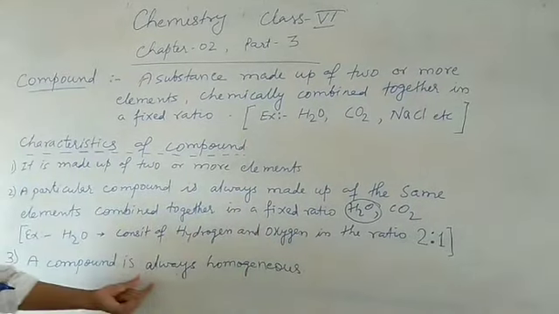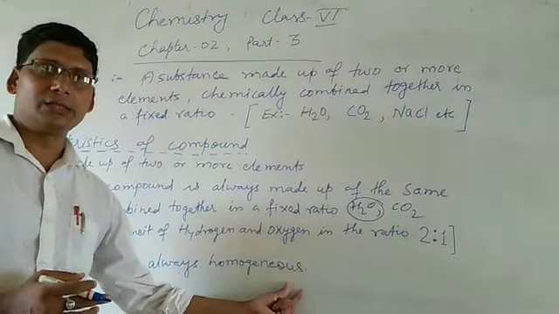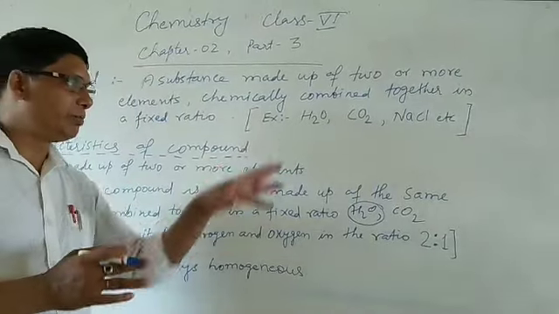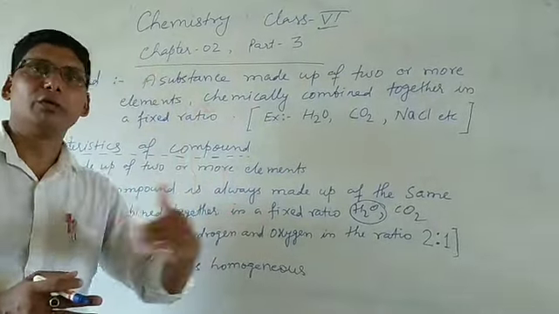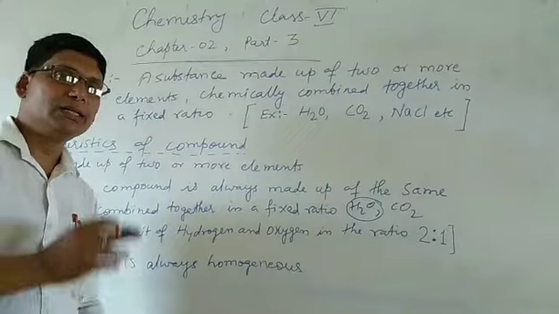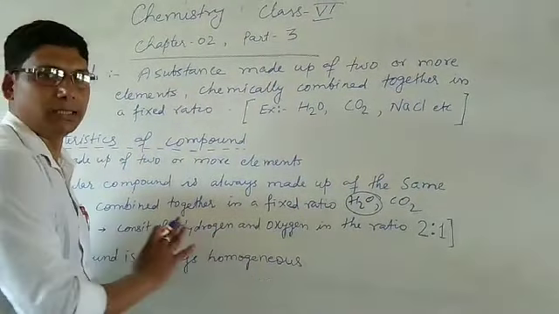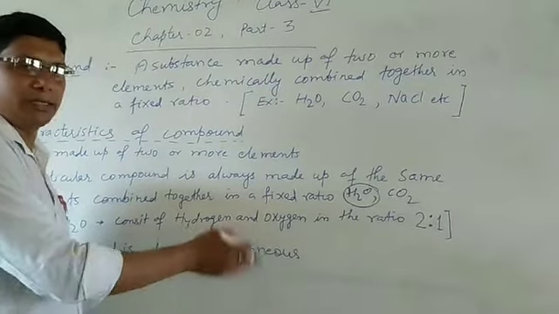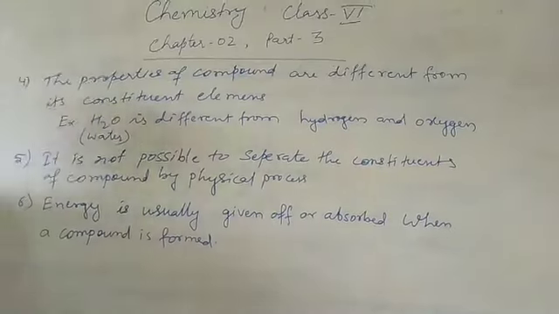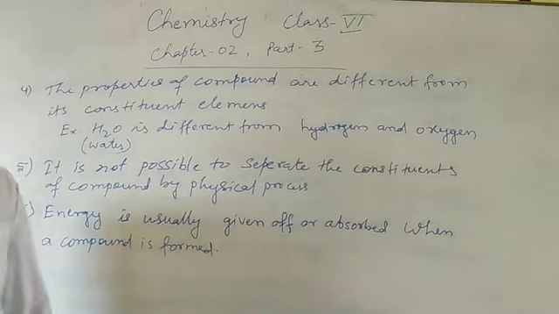So a compound is always homogeneous. It means all the particles or molecules in a particular compound will be identical, all will be similar. That is why a compound is always homogeneous. Okay, clear? Now let us see the next characteristic. We have seen three characteristics.